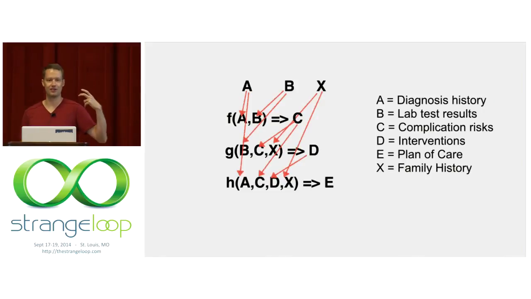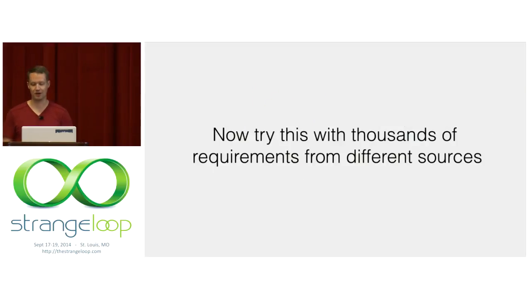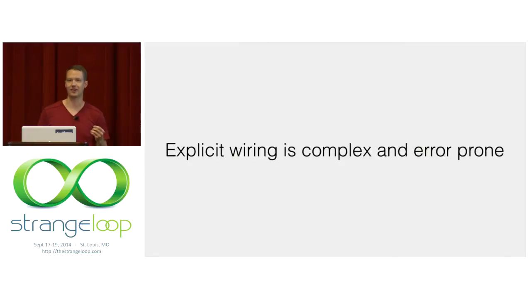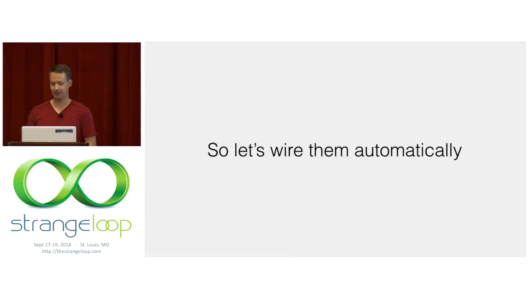I'm a big proponent of a functional approach to programming, but I feel like our code can still get tangled even with this functional approach. And if we try to do this with thousands of requirements from different sources, it gets really complicated. It just comes down to the fact that this explicit wiring, this way of tying everything together that we have to do by hand, is error-prone. So let's ask ourselves, can we do this automatically? Can we wire these things up automatically?